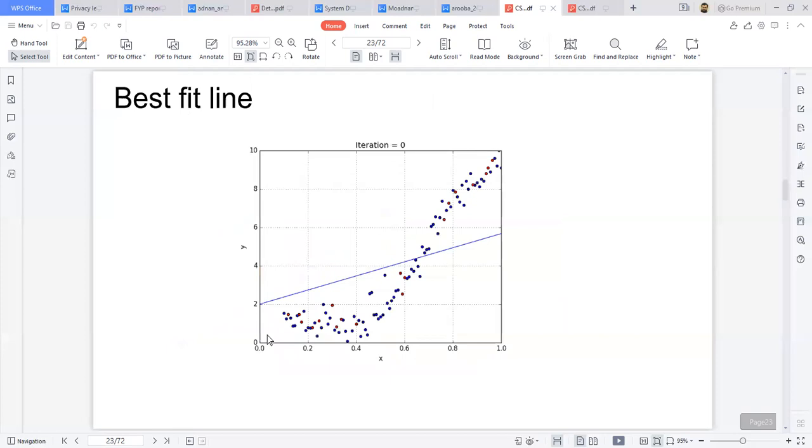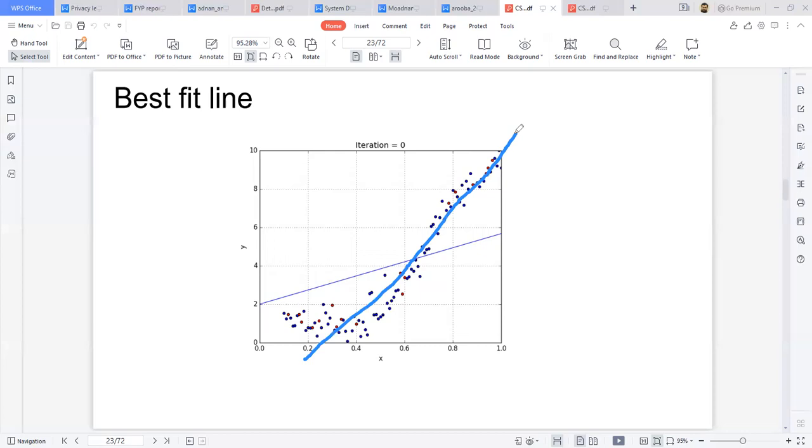For example, in this case we have this start line, but when we calculate the difference from each point, the error is very high. If our line could be like this one, maybe here, maybe the error is minimum. But how can we find this line? We have to calculate theta naught and theta 1. How will we calculate that? We can fix theta naught and change the theta 1 value.